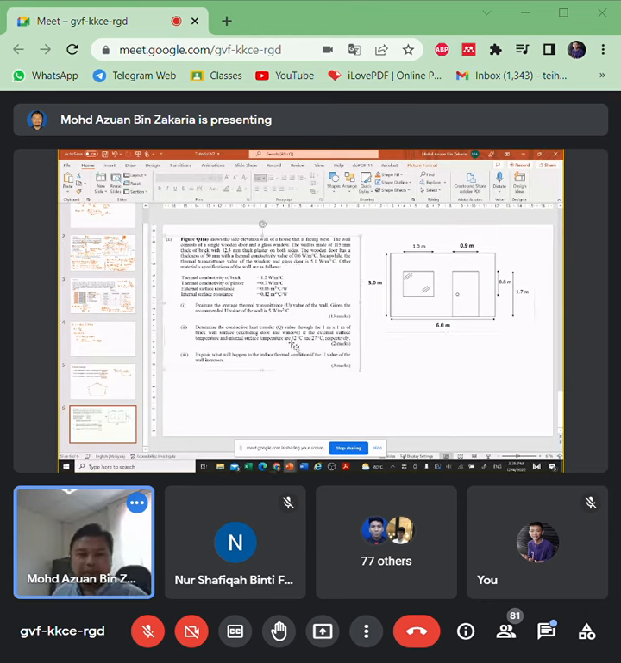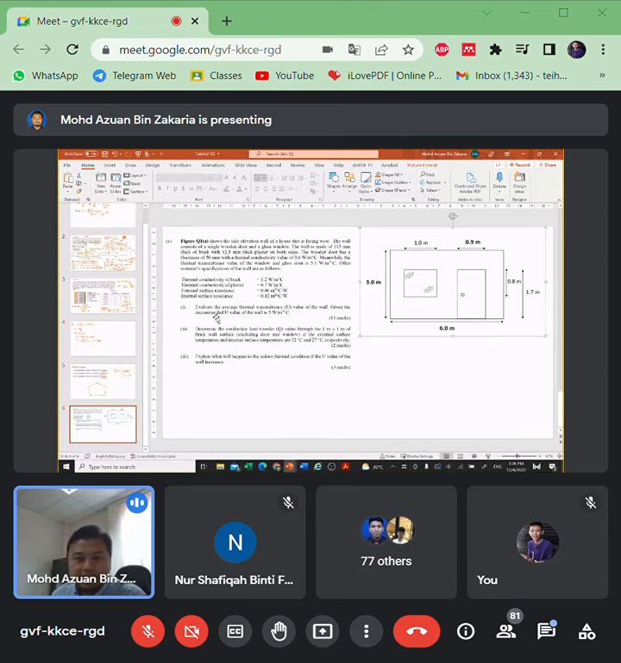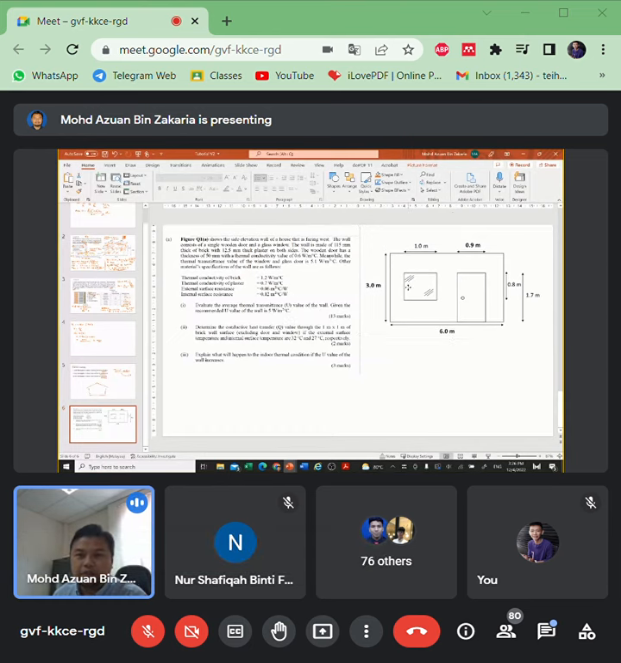So you can again please find this answer. Calculate the average thermal transmittance value. Then given the recommended U value of the wall is 5 watt. So evaluate whether the average U value is exceeded or not exceeded. Then determine the conductive heat value and explain what happened. Alright, I think this is a very complete question.